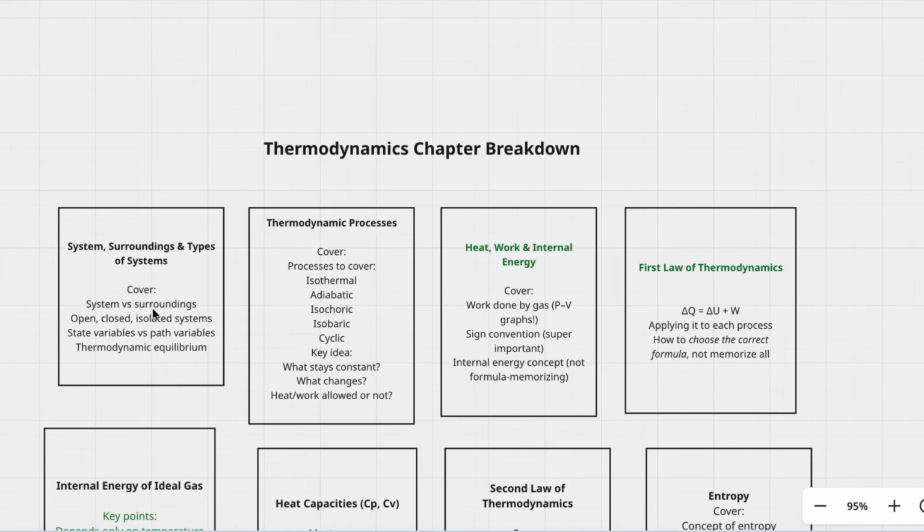So make sure you cover these topics first. That's why I've arranged them in order, so that you can complete them order by order and feel good in the end that yes, you have covered the whole chapter.